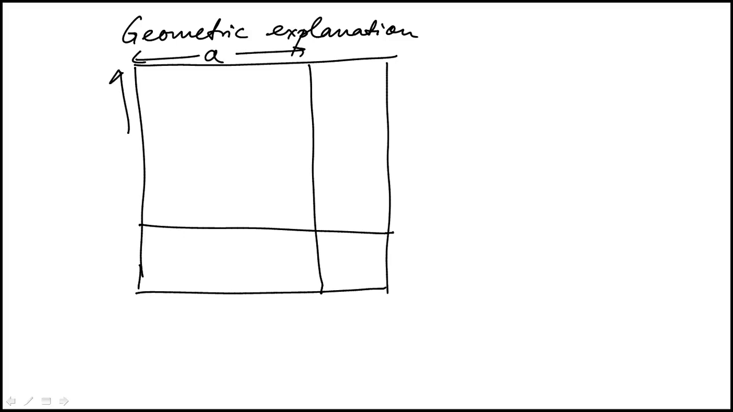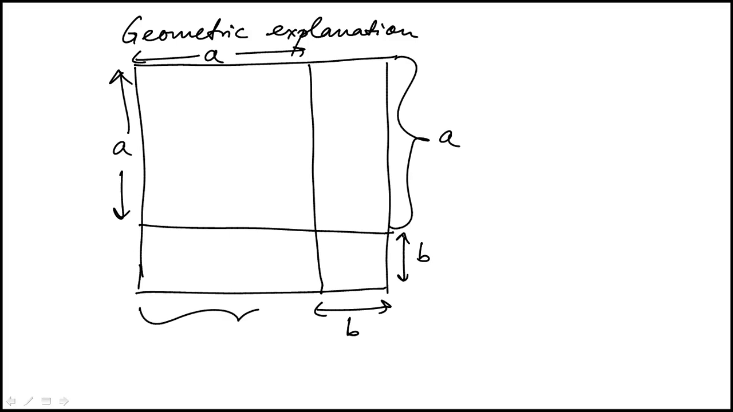So this is a square that's a by a, and this is a square that's b by b. Now this is A, this is B. Now the area of this square here is A squared. Area of this square is B squared.